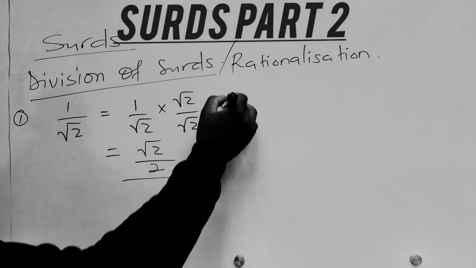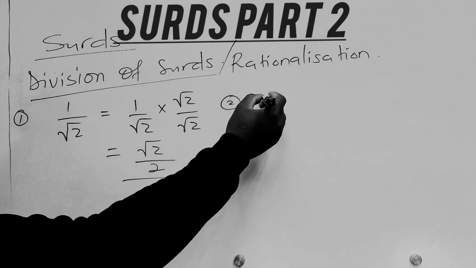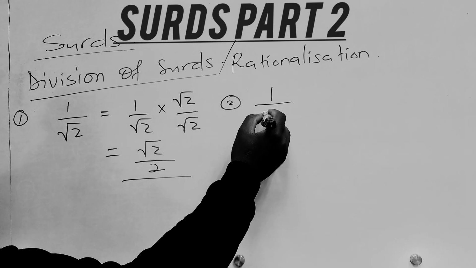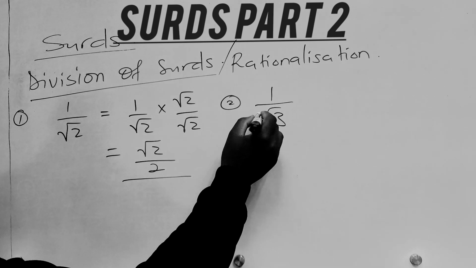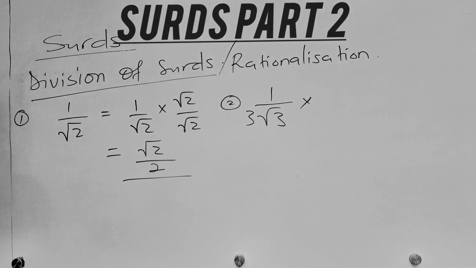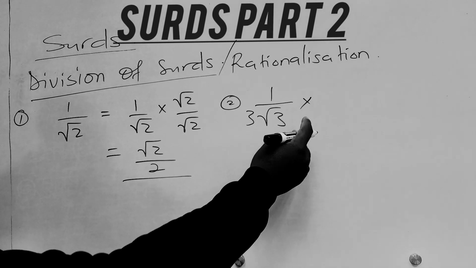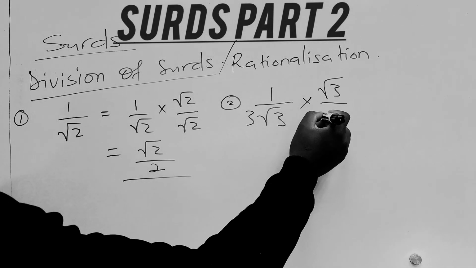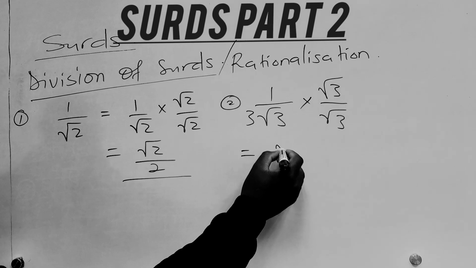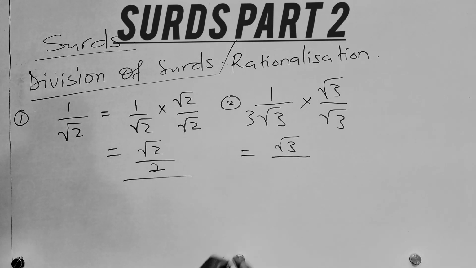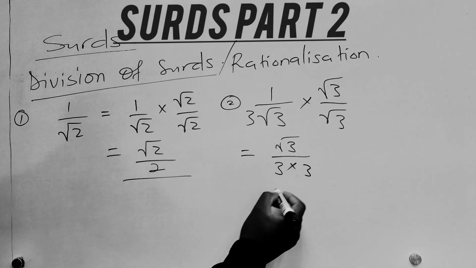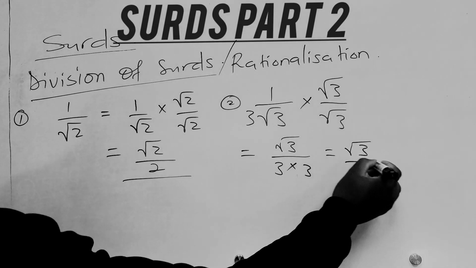Let's have another example. Let's have 1 over 3 root 3 like this. So what we do here, we multiply by root 3 only, not by 3 root 3. So this will be root 3 over root 3, which is equal to 1 times root 3, we get root 3, over 3 multiplied by root 3 times root 3, we get 3. So our answer is root 3 over 9.